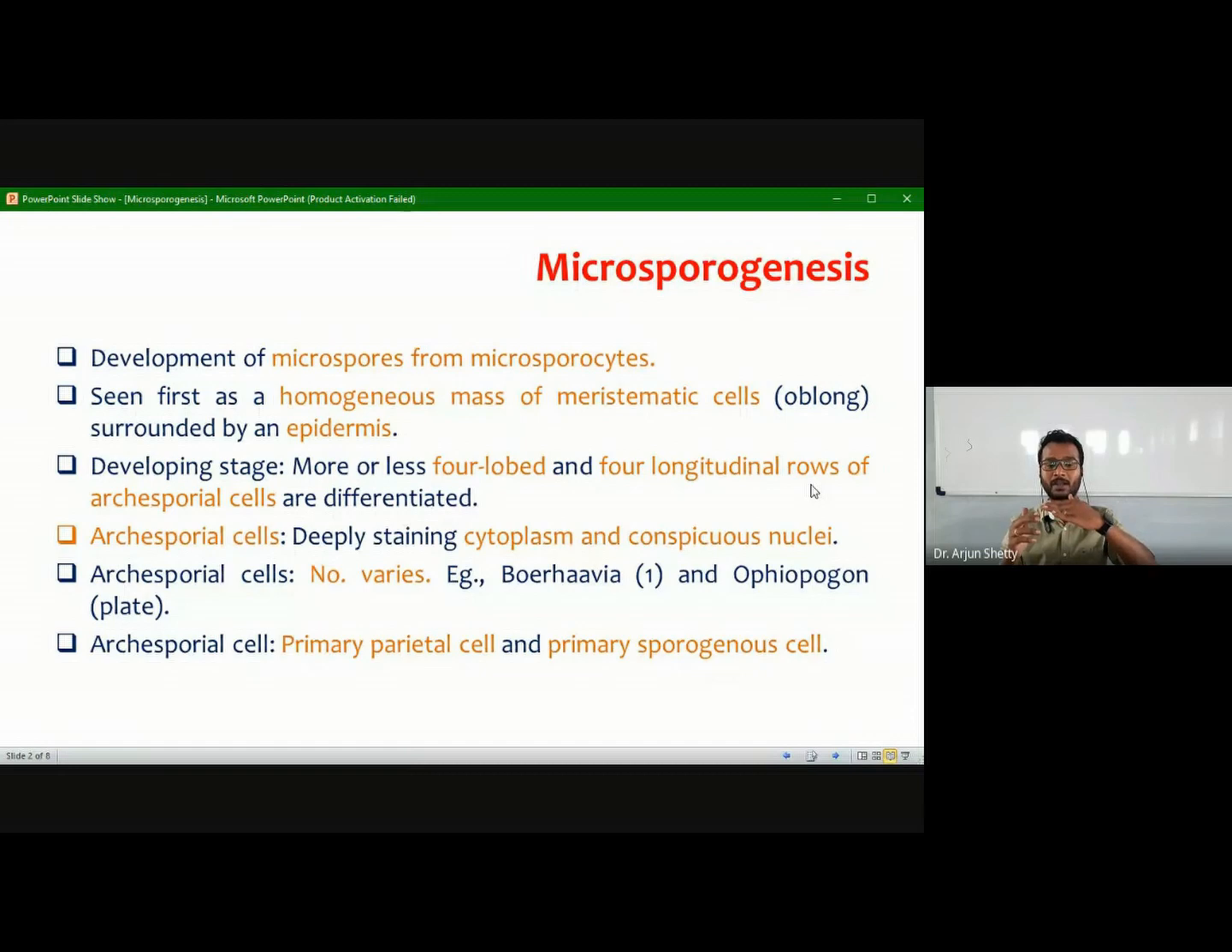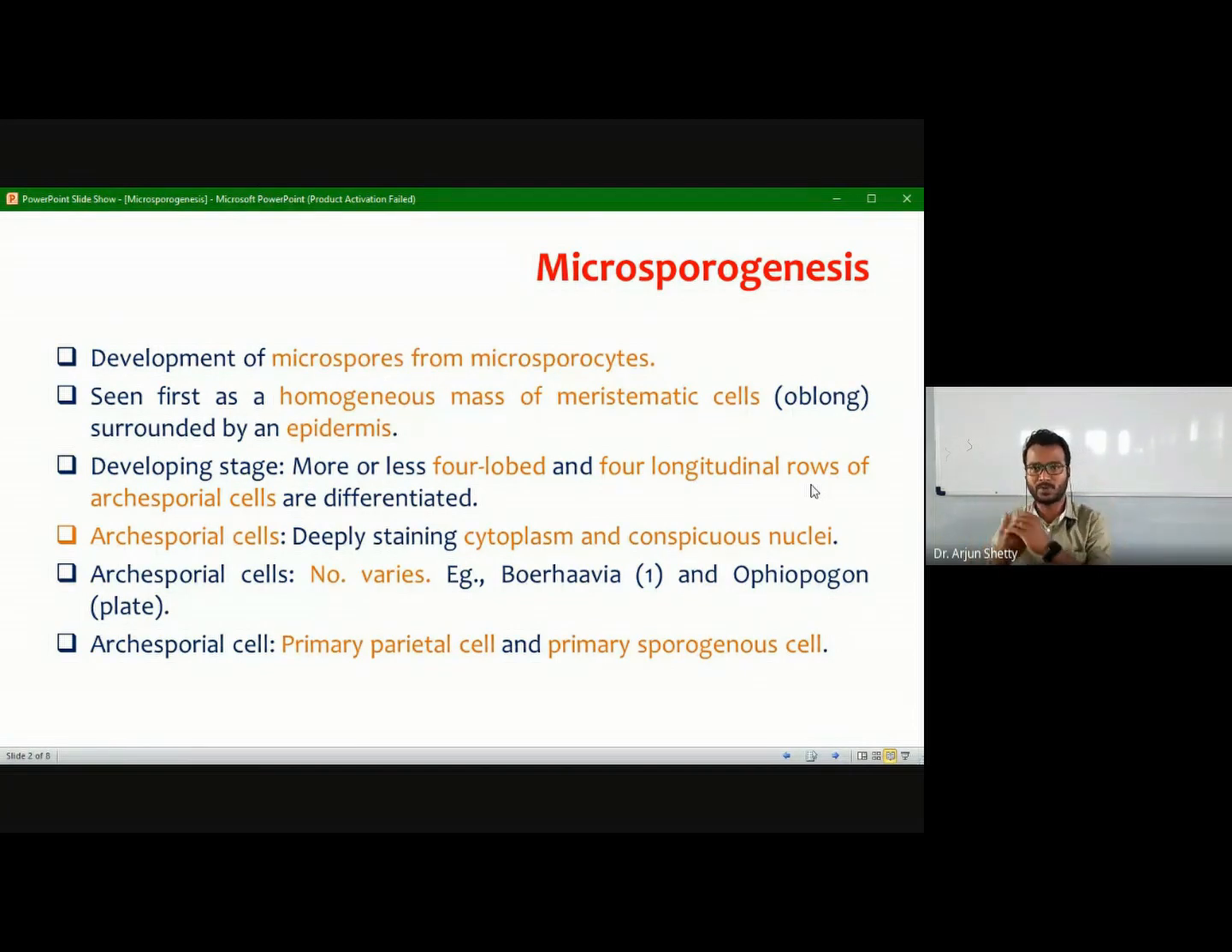The cells formed after the meristematic division of the archesporial cells, which are going towards the epidermis, are the primary parietal cells. These are involved in the formation of different types of wall layers. We'll tell you what those wall layers are. Except the epidermis, all the walls, it may be the endothecium, middle lamella, and parts of the tapetum, are going to be formed by these primary parietal cells.